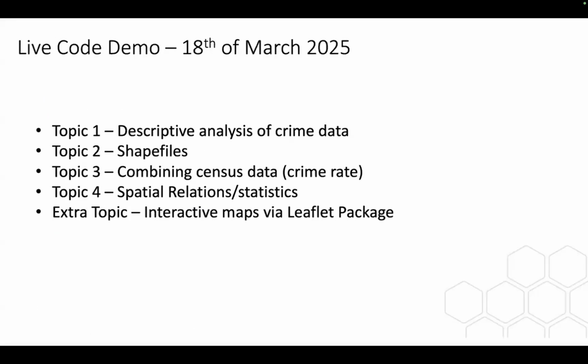So in our code demonstration, which can be found on our GitHub link, which I believe Emma or Louise have pasted in the chat, we're going to be covering four main topics. We first start by looking at a very descriptive analysis of crime data and creating some point patterns. We'll then move on to understanding our shapefiles, and this is where our coordinate reference systems and our projection methods come in handy. We'll then move on to combining our census data, and this is basically to start mapping crime rate as opposed to mapping the raw crime data. And lastly, we're going to be looking at our spatial relations, which involves the spatial interpolation.